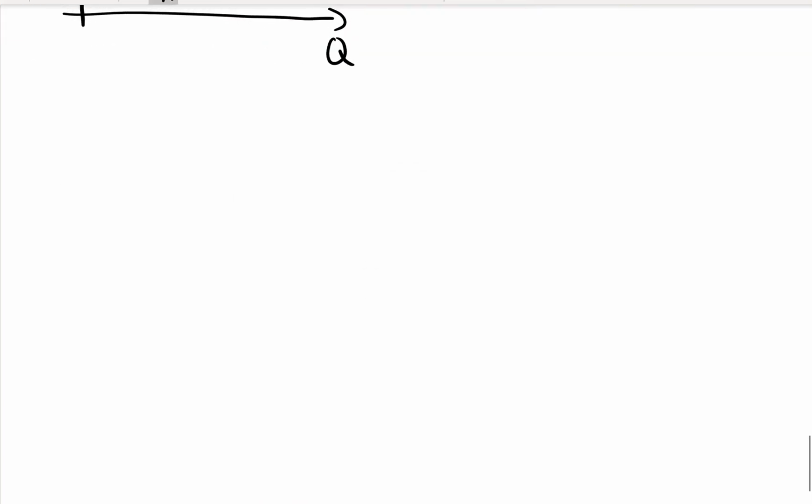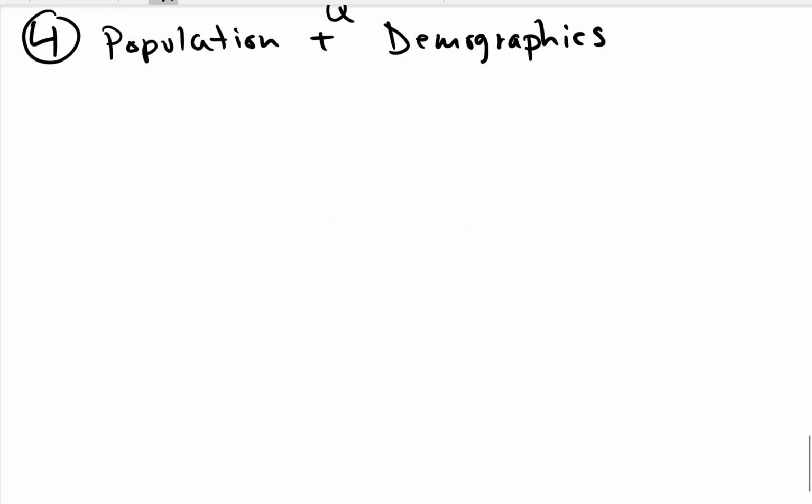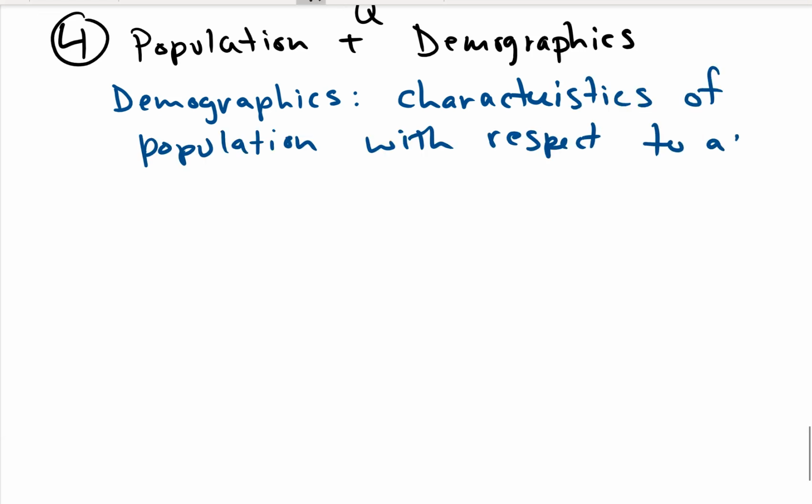A fourth one that can affect things, and it's an interesting one to me, is population and demographics. Population and demographics can have a pretty big effect. We can define demographics in a simple way as the characteristics of the population with respect to things like age, race, gender, the structure, and maybe other things too.